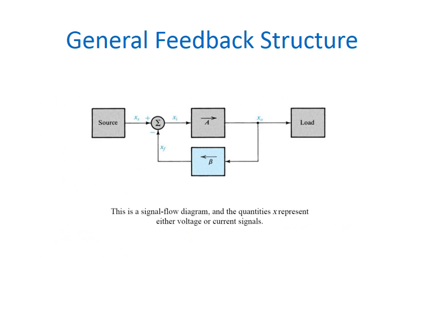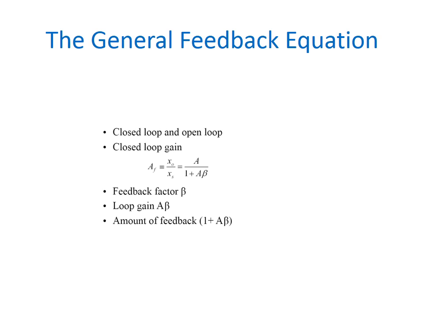So in between the source and load, you will have the basic amplifier circuit with the feedback network. The general feedback equation covers both closed loop and open loop gain. Open loop gain is used for the amplifier without any feedback network, whereas the closed loop gain is calculated for the amplifier with feedback.